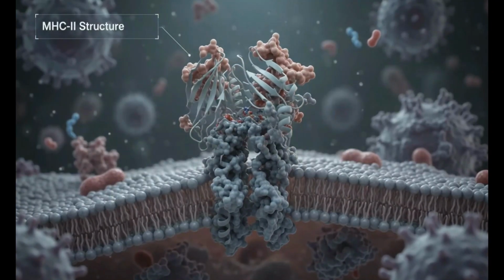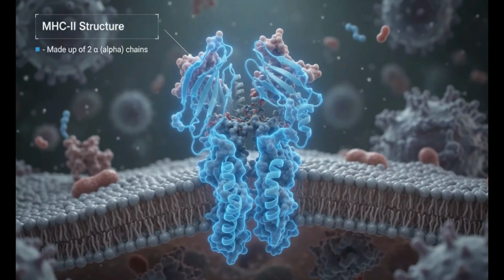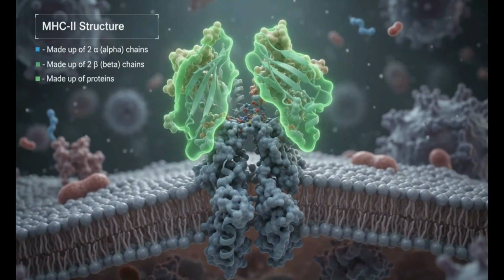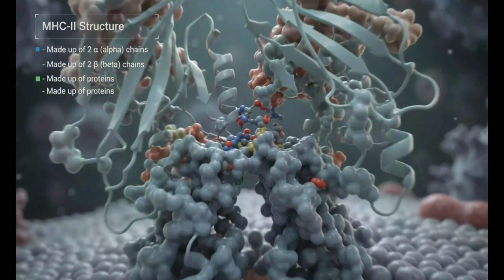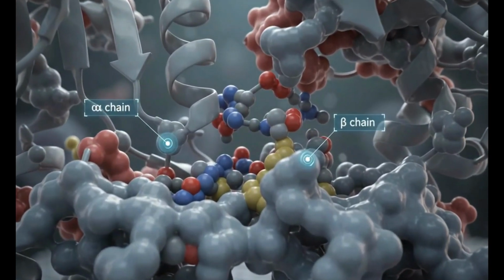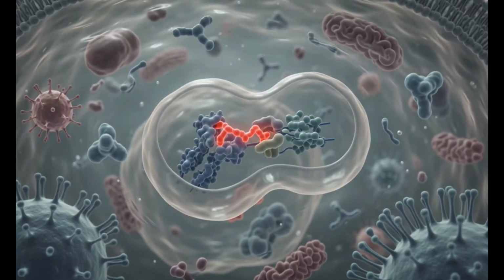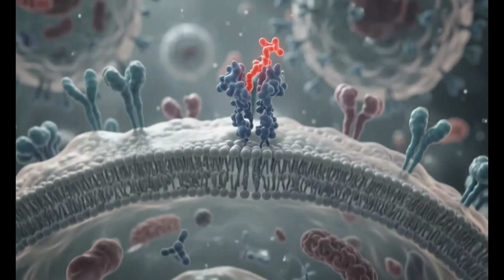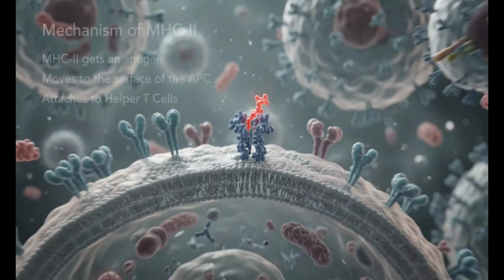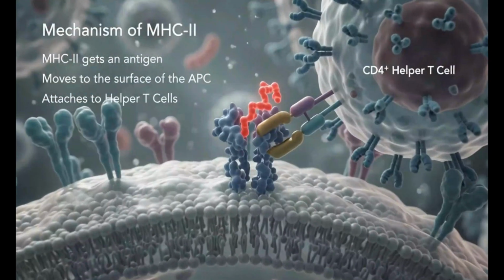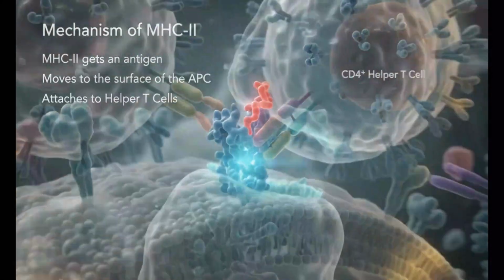MHC Class II is made up of 2 alpha chains and 2 beta chains. These chains are protein molecules that form the structure responsible for presenting antigens to helper T cells. MHC Class II gets an antigen and moves to the surface of the antigen-presenting cell. It then attaches to helper T cells to initiate the adaptive immune response.